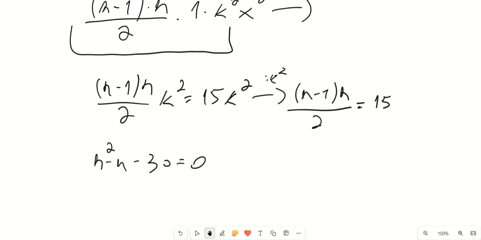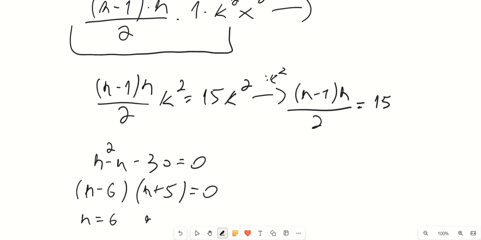I can solve it using the quadratic formula, or I can simply factor this term. It will be n minus 6 times n plus 5, then I say the multiplication is minus 30, and the addition will be minus 6n plus 5n, which is minus n. So here I get that n equals 6 and n equals minus 5. N equals minus 5 cannot be, because n is positive, it is given.